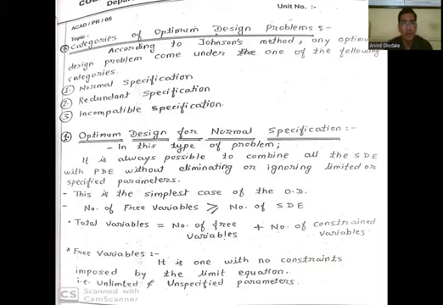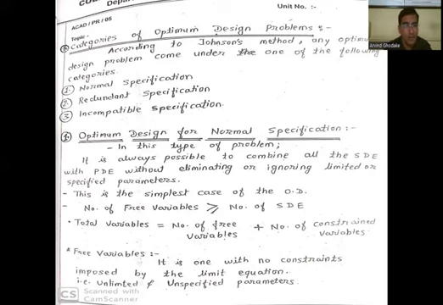Optimum design for normal specification: in this type of problem, it is always possible to combine all the subsidiary design equations with the primary design equation without eliminating or ignoring the limited or specified parameter. This is the simplest case of optimum design. Here the number of free variables is greater than or equal to the number of subsidiary design equations. The total variables equal the number of free variables plus the number of constraint variables.